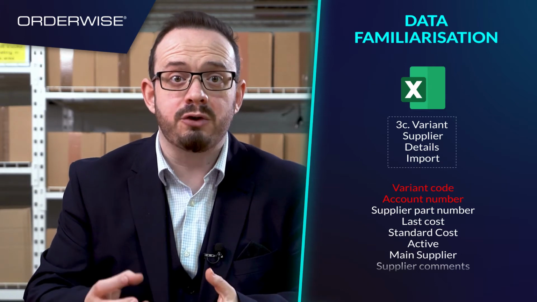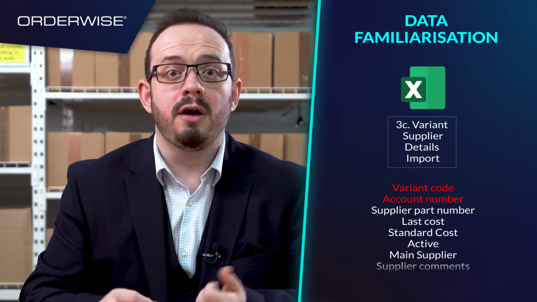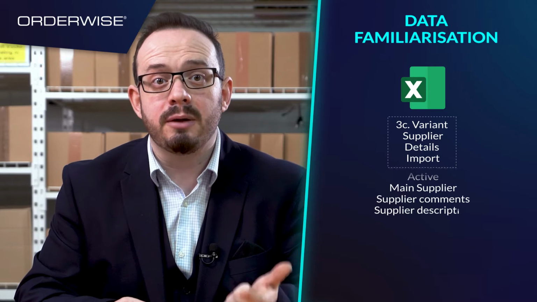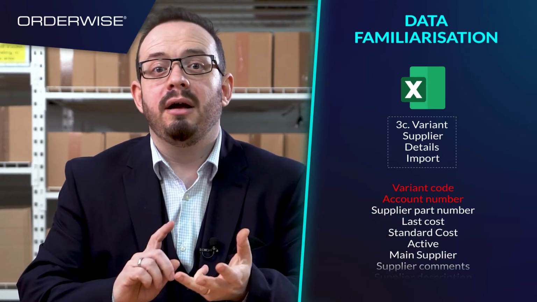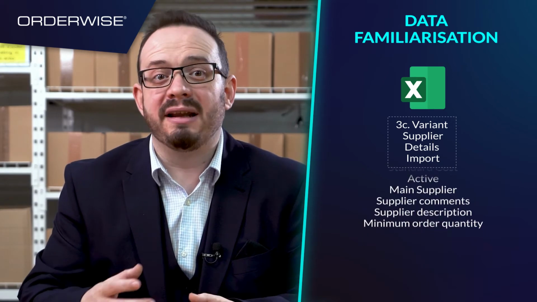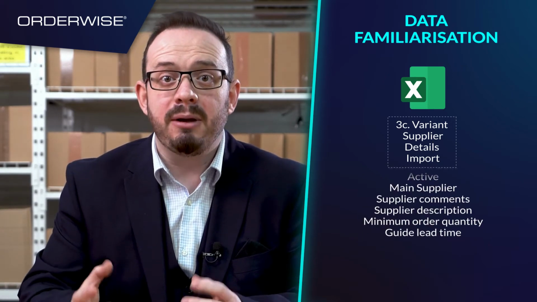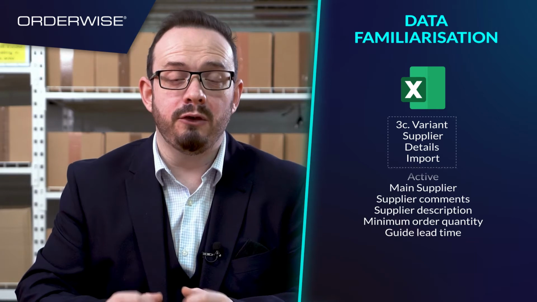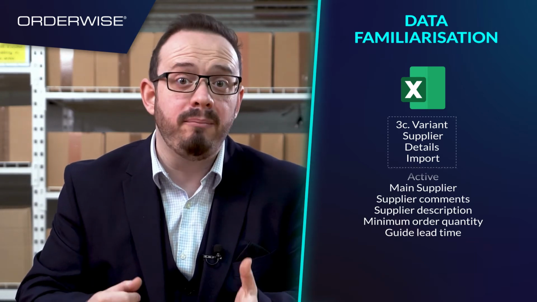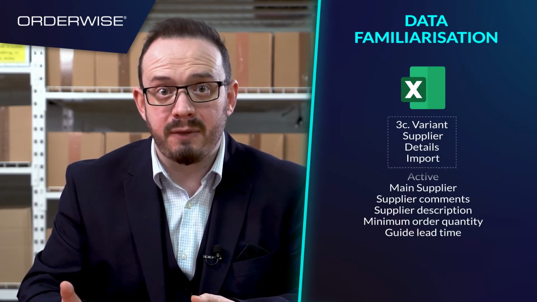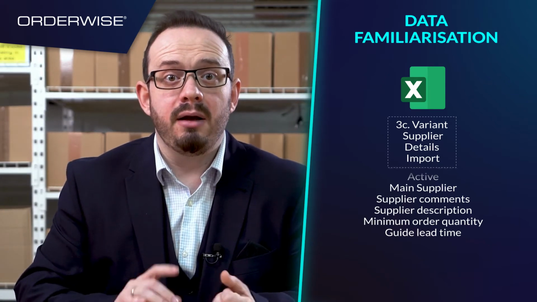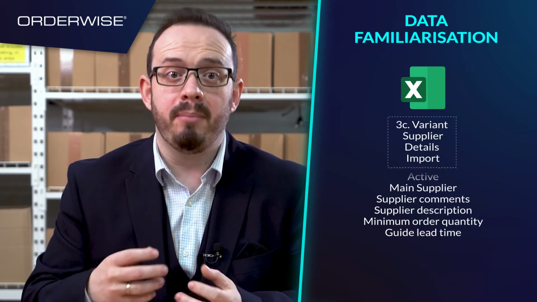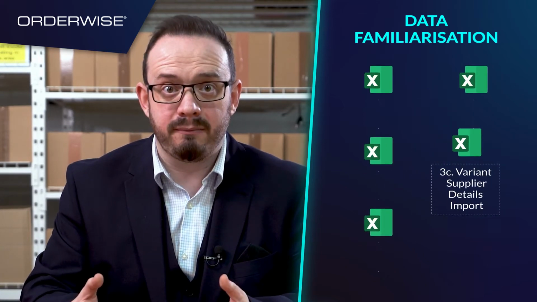There are several optional fields that you can add, such as supplier part number, supplier description, if your supplier has their own codes, as well as minimum order quantities and guide lead time. Please be aware though that guide lead time uses working days, so 1 month is 20 days. These are all optional and they don't need to be included for your training, but if the information is easily obtainable, please feel free to provide it.